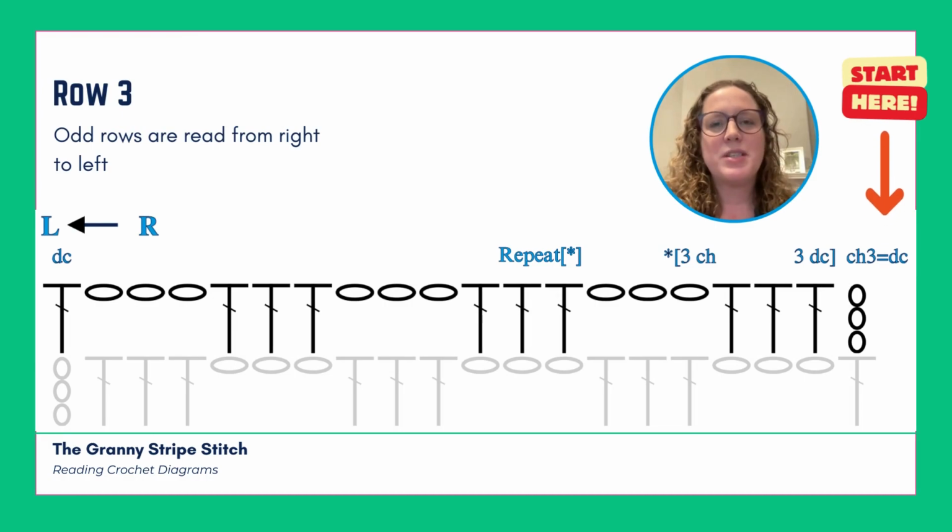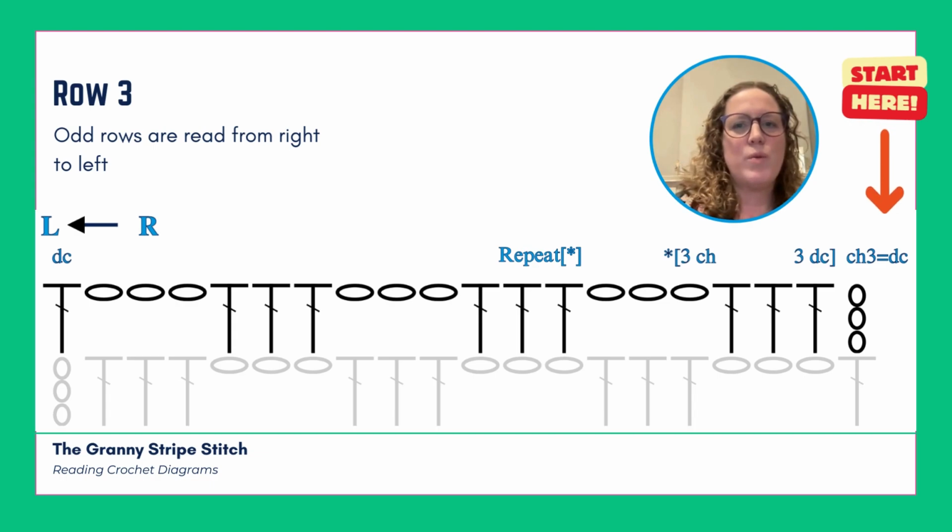The granny stripe stitch is a 2-row pattern repeat. So once you've completed 2 rows of the granny stripe, you are just going to continue following the same pattern for those 2 rows until you've reached your desired height. That said, row 3 is going to match the same structure as row 1.